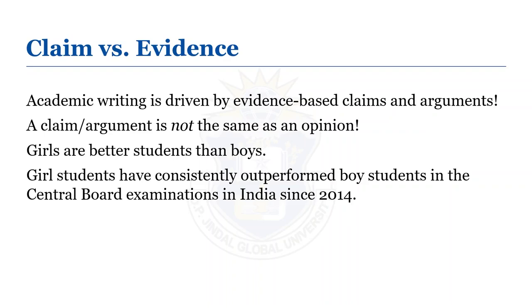Thus, in the above example, we see that statement 1 is an opinion at best and a bias or a prejudice at worst. However, the second statement can technically be a valid claim, since there are clear ways to provide verifiable evidence to substantiate this claim.